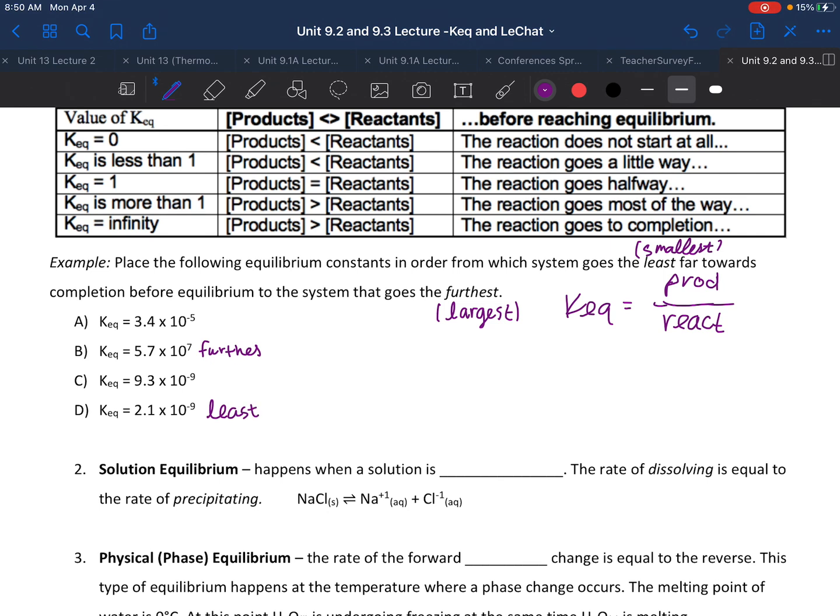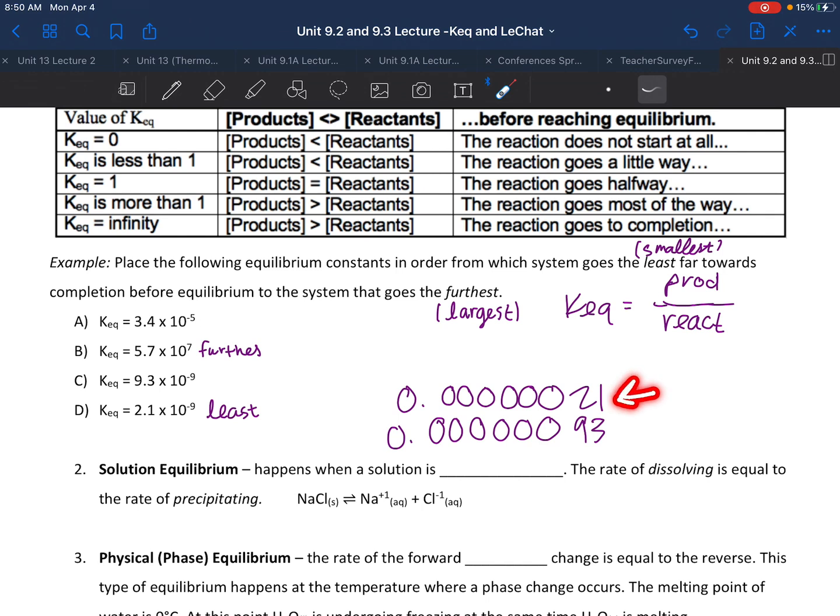If that doesn't make sense, think about writing all the zeros out, something like this, and this might not be exactly -9, I'm just using it as an example. Since they're both the same power, it's easier to see with the coefficient that 2.1 would be less than 9.3. If we have our furthest and least, it's not so hard to figure out the next order. So least would be first, then we would have D, A would be third, and then the furthest would be our fourth.